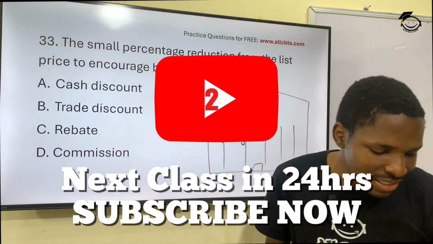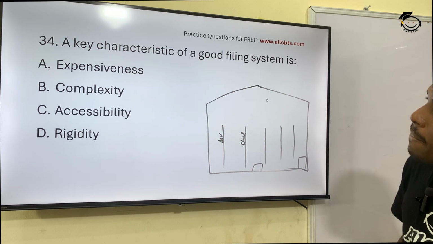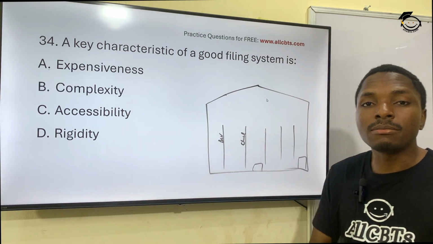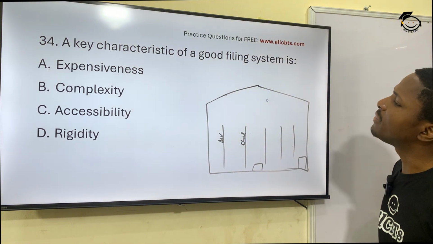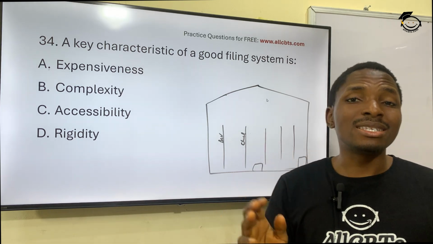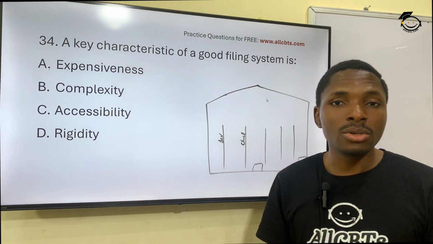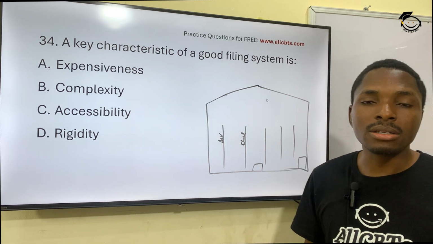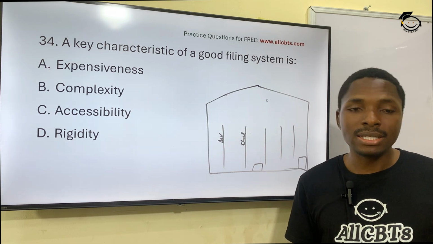Good. 34. A key characteristic of a good filing system. What is filing system? Documentation system. So a key characteristic of a good filing system is accessibility, meaning we should be able to access it anytime. That's how we know if this is a good record system. I need my documents, or I need my property, or I need my assets. I should be able to get it out anytime.